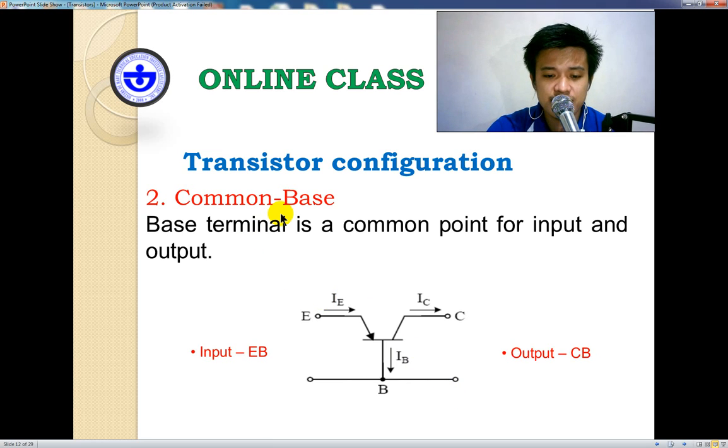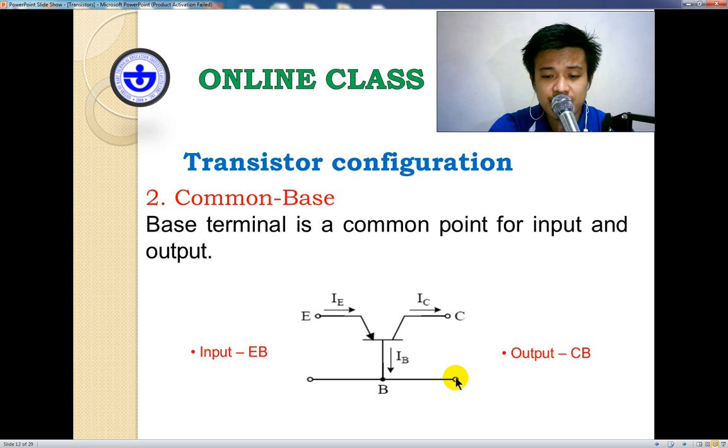So next we have the common base. The base is now shared between the input and the output. For example, if the input is the emitter and the base, it means the emitter would be supplied with a specific value of current, while the base would be connected to the ground. And the output is the collector and the base.